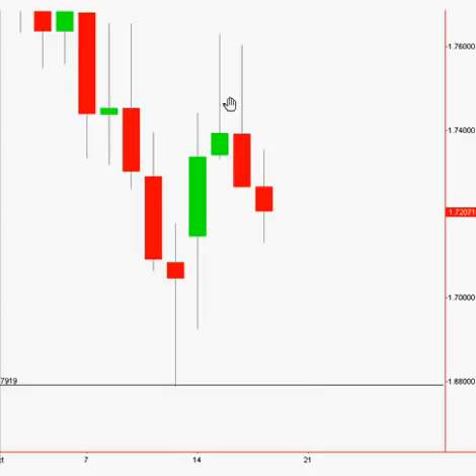I actually traded that pin bar as it was, entered in the 75s, and I got out in the 71s overnight. So it was a 3-to-1 risk reward trade for me.